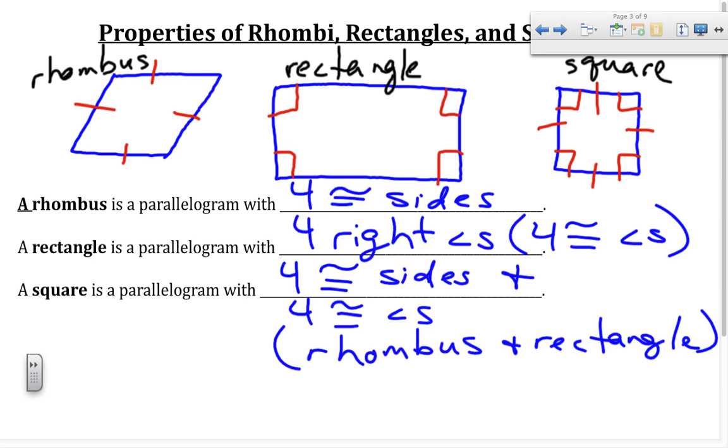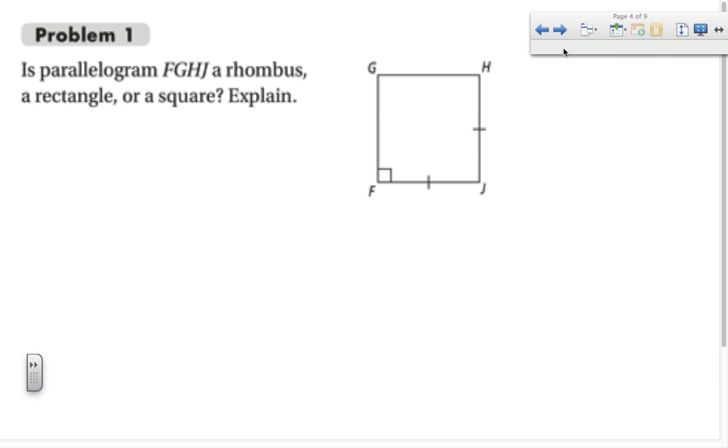Let's take a look at some examples. Starting off very, very simply. In problem 1, based on the markings, what is this? It is a square. And what about the markings drew you to that conclusion?